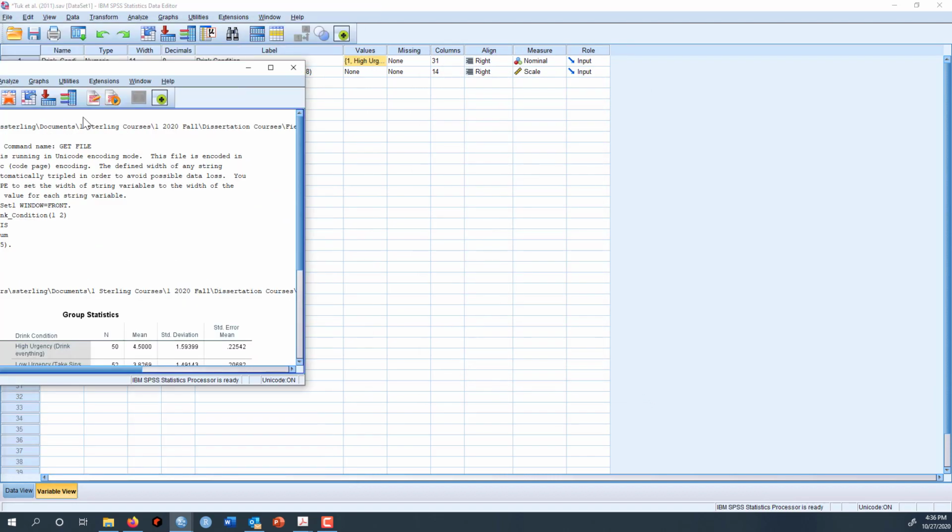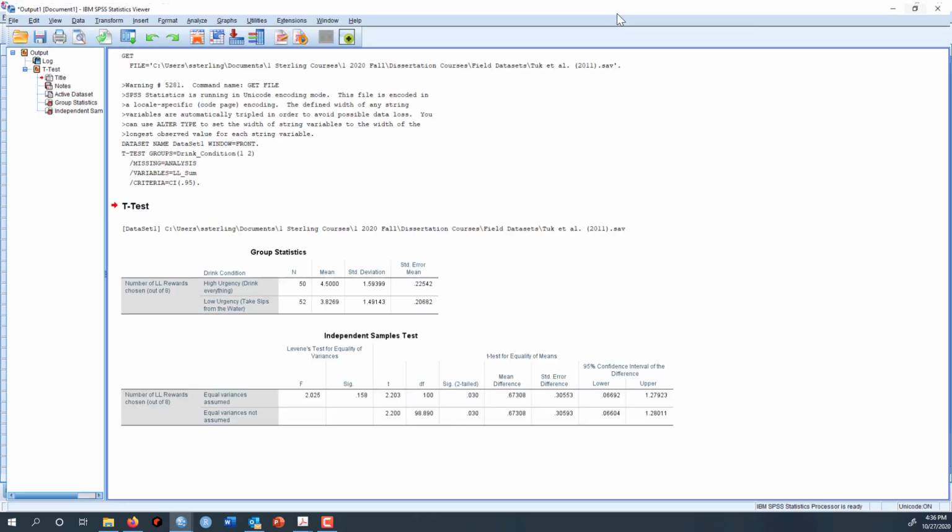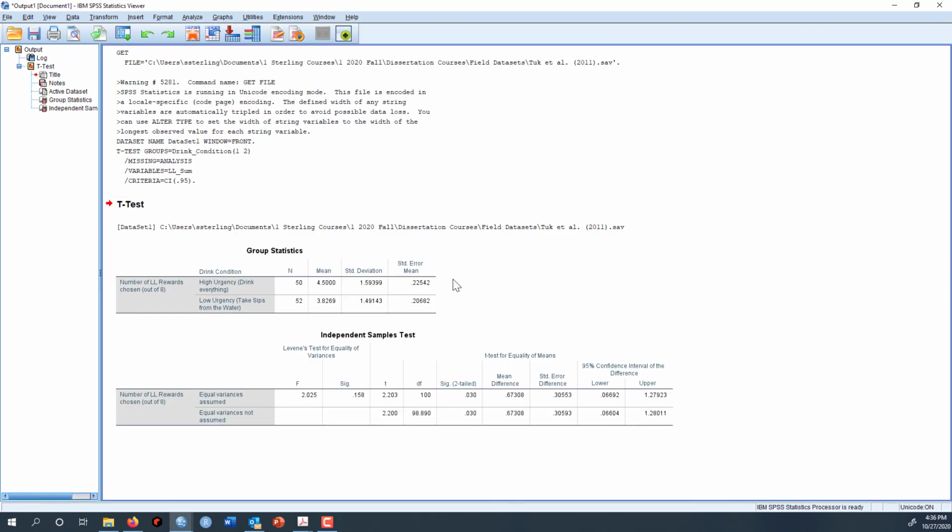That gives us our output. And if we look at the output, we see that those who have a full bladder choose 4.5 out of 8. And those with a low urgency choose 3.8. So that mean does look different.